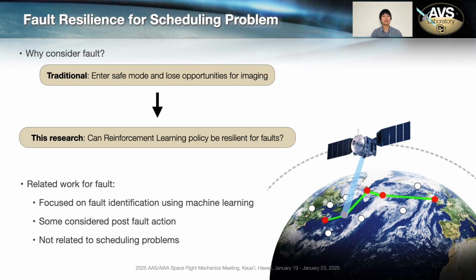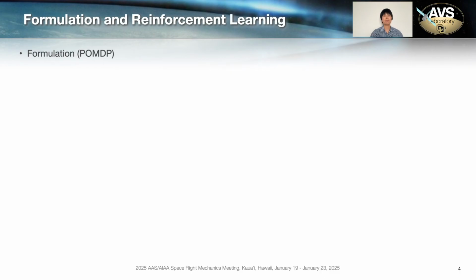Related work focuses on fault identification using machine learning, and not much research is going on regarding actions after a fault. Some did, but not related to the scheduling problem. That's why we are investigating fault resilience for the scheduling problem.